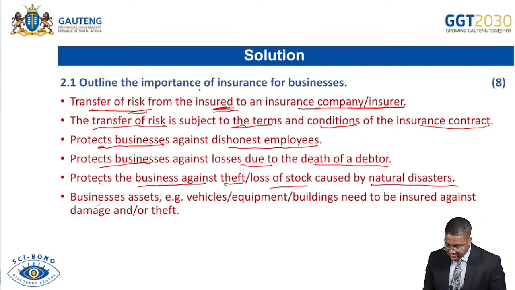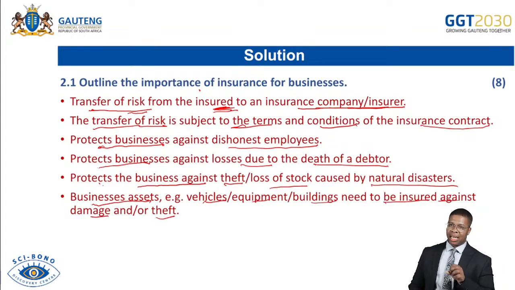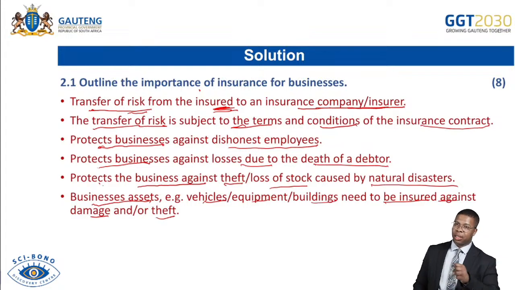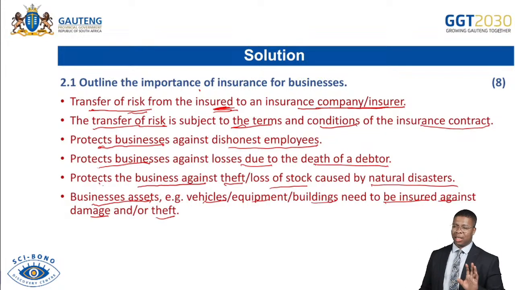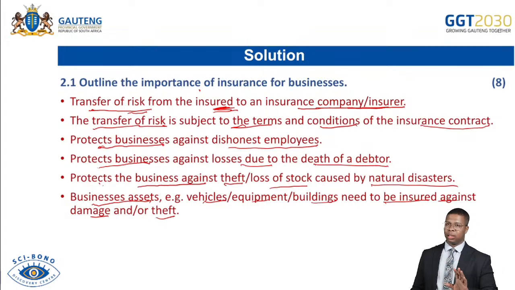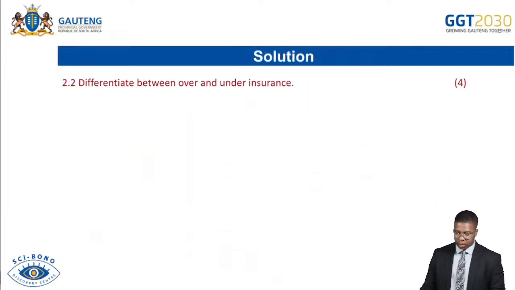That is why insurance is important. And another reason why insurance is important is that business assets, for example, your vehicles, equipment, or buildings, need to be insured against any damage or theft. These assets can be damaged, and as they are damaged, the business will then be secured if they have insurance because they can be compensated for the damages. So that is why insurance is important for the business. Now let us look into another question. Here we are looking into what?